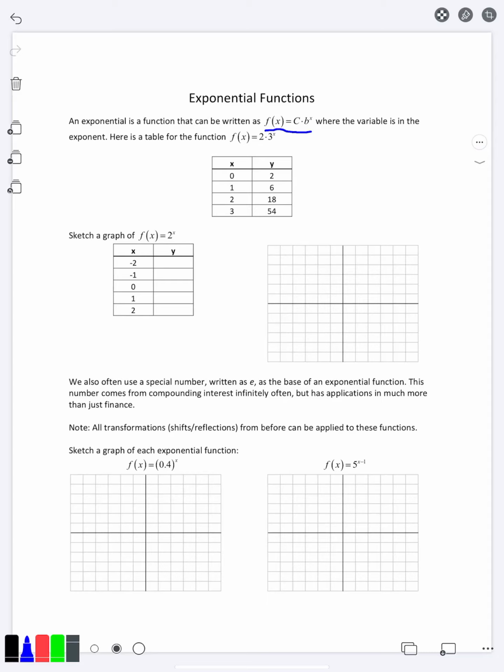Here's a table of values from one where we have the function 2 times 3 to the x. And if you look at this table of values here, every time we increase x by 1, we are multiplying our answer by 3. So if you think back to linear functions, when you have a table for a linear function, you're always adding by the same number. But for a table for an exponential function, you're always multiplying by the same number.